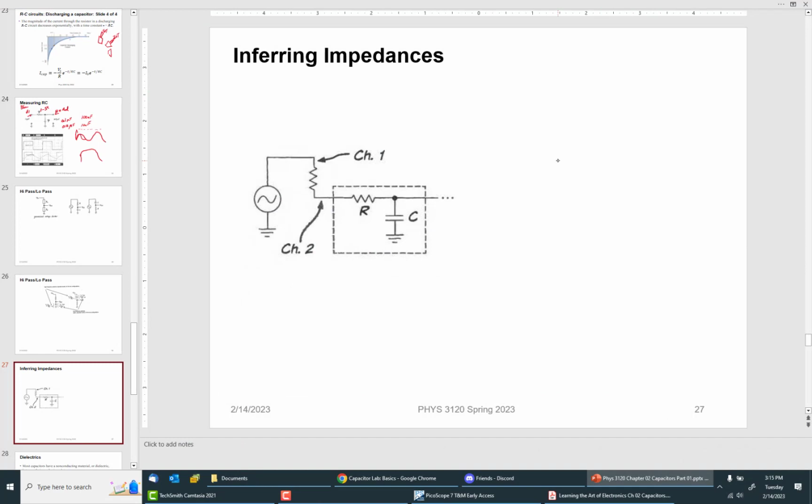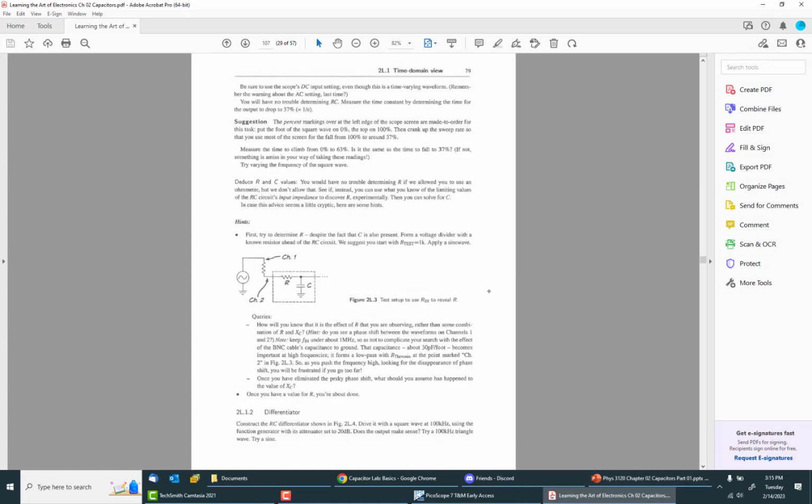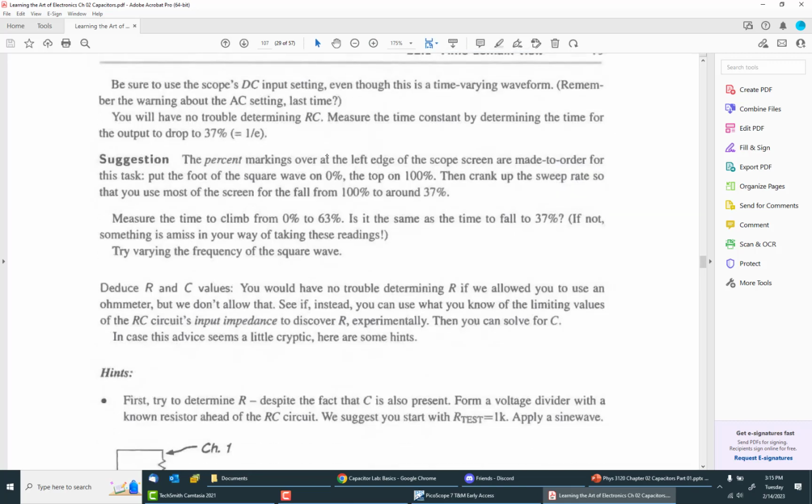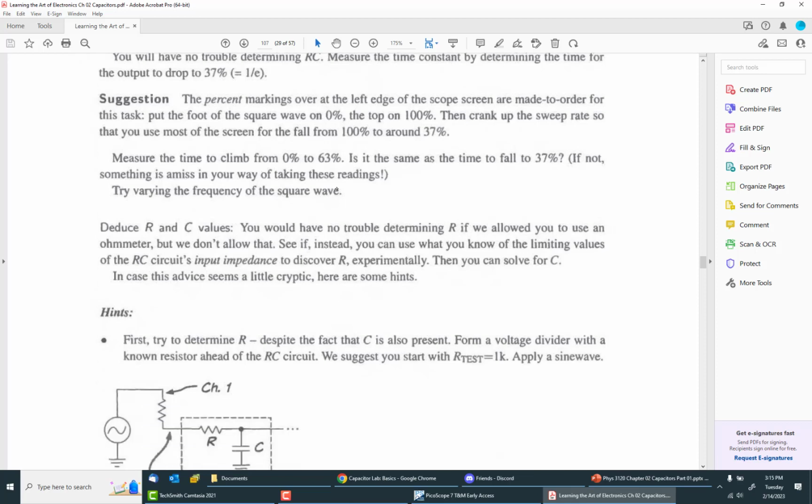Okay, so it says in the textbook, and let's get this to fit, here we go. Measure the climb, yeah, he talks about it here. There's percent markings, you should have them on there.